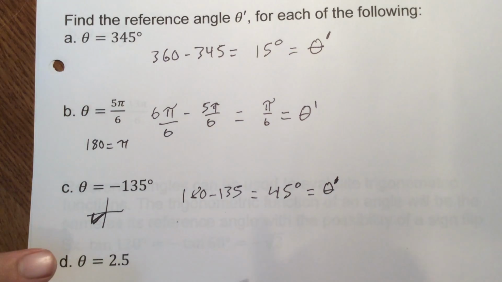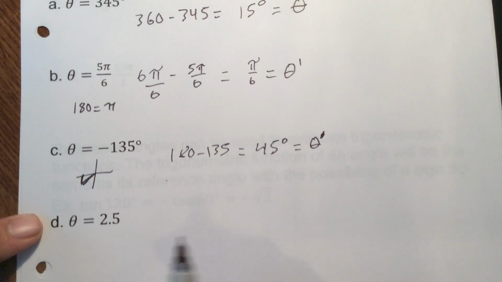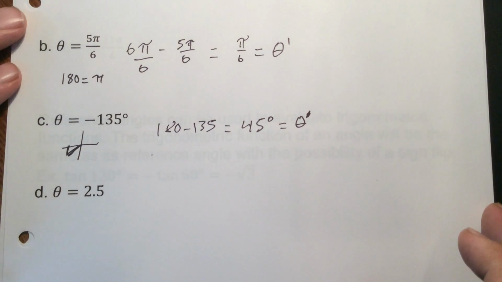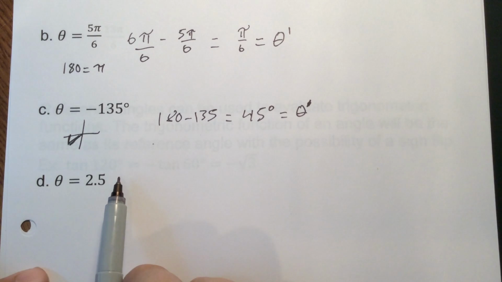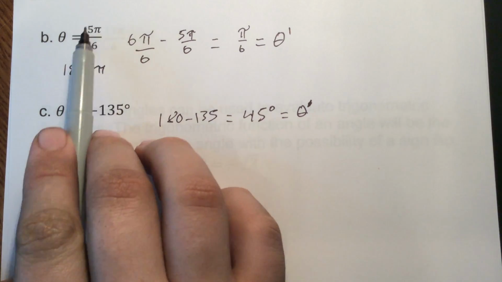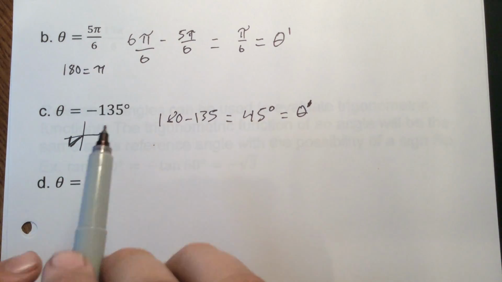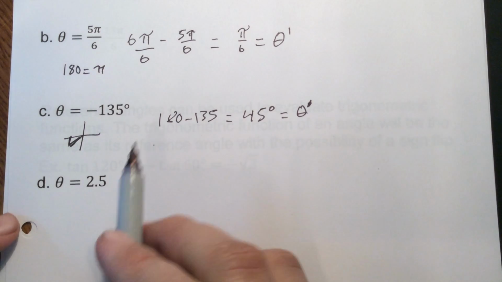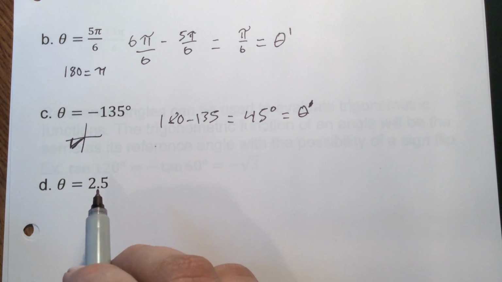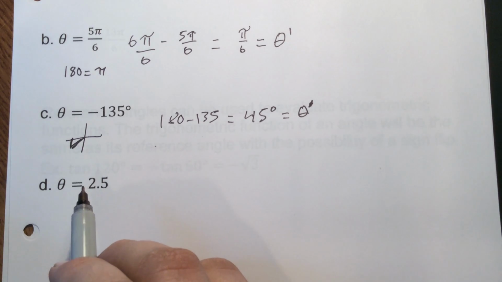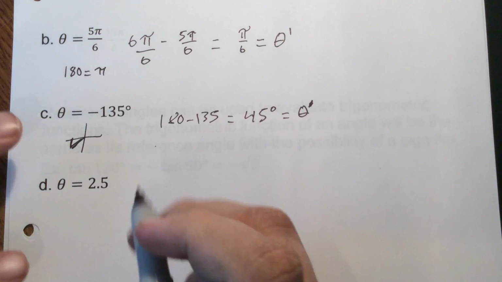So 2.5. You're probably going, okay. 2.5, since there isn't a degree symbol, that means this is radians. That's kind of your clue right there. So radians, no degree symbol, degrees have a degree symbol. Look for that. So if you think about it, 2.5, you're probably going, I have no idea where 2.5 is quadrant-wise. Fair enough.